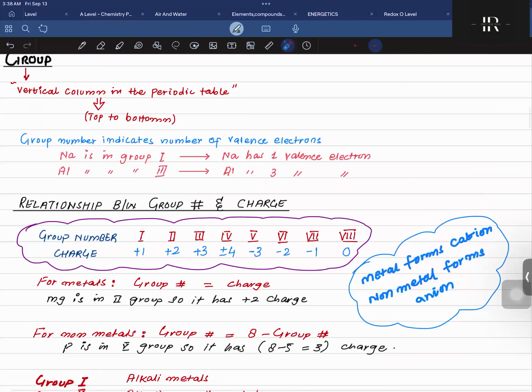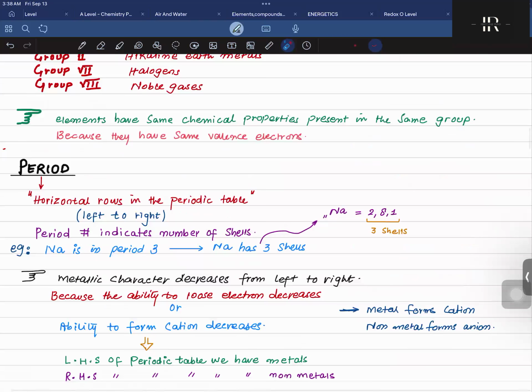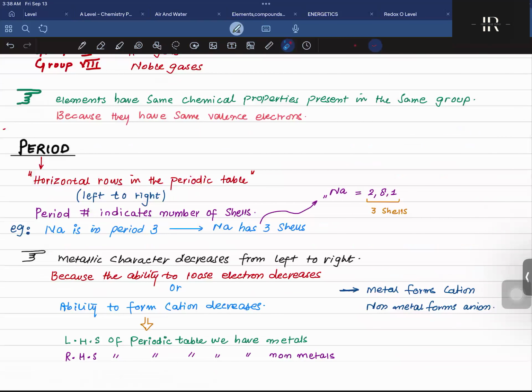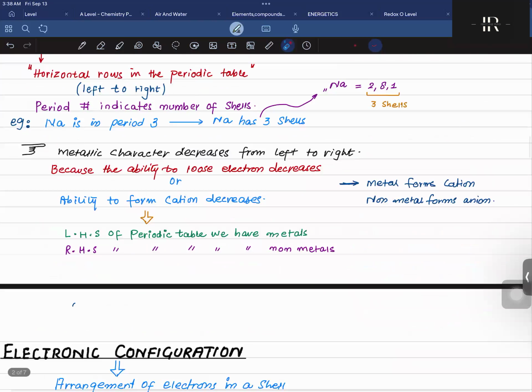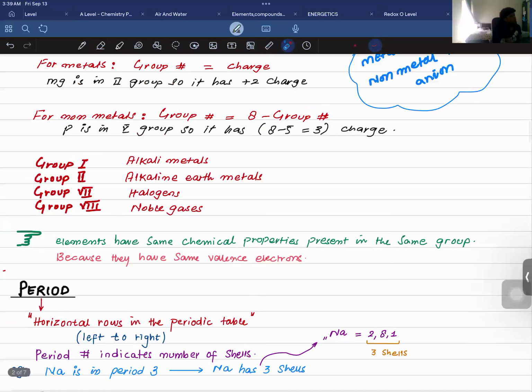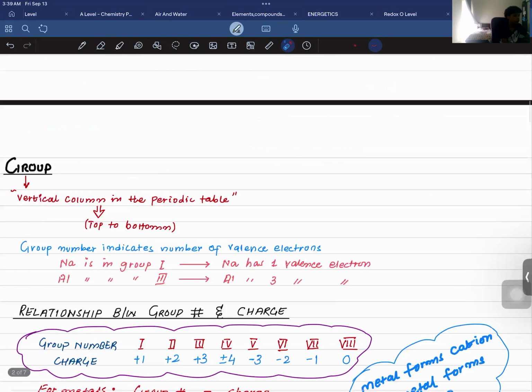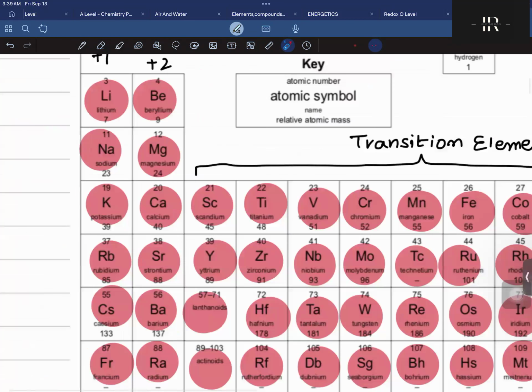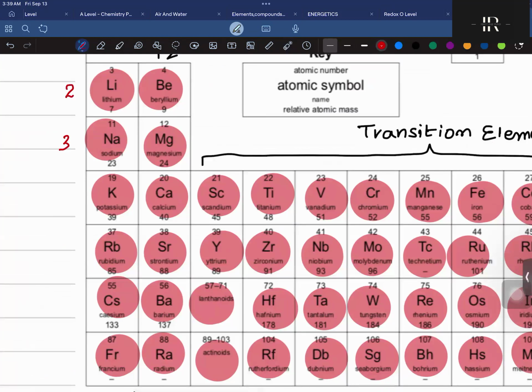Same as the group, the period obviously has some characteristics. Period number is going to tell you the total number of shells. Let's suppose, this is the second period, this is the third period, this is the fourth period, this is the fifth, this is the sixth, and this is the seventh.